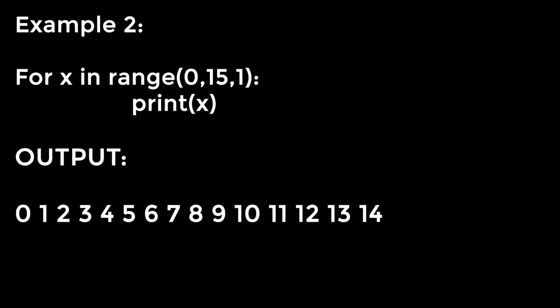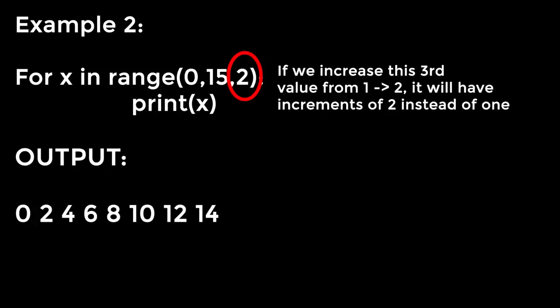If we were to increase the third value here to 2, for x in range 0, 15, 2, print x, we will instead get increments of 2 instead of 1. So the output would be 0, 2, 4, 6, 8, 10, 12, 14. So as you might have already guessed, we will be using increments of 5 for our image.